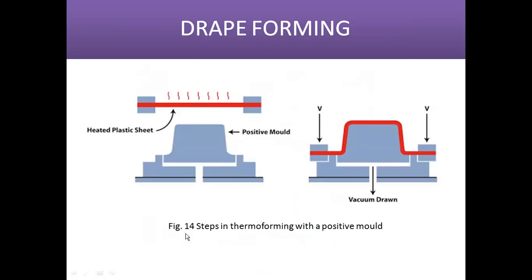In the drape forming, we will heat the plastic sheet, and then we will apply a force so that the heated plastic sheet will take the shape of this positive mold. Okay.